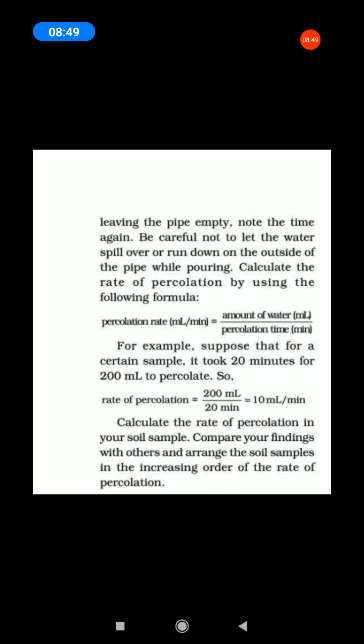Next, for example, suppose that for a certain sample, it takes 20 minutes for 200 ml to percolate. The rate of percolation is 200 ml in 20 minutes, which is equal to 10 ml per minute. Next, calculate the rate of percolation in your soil sample. Then compare your findings with others and arrange the soil samples in increasing order of rate of percolation.